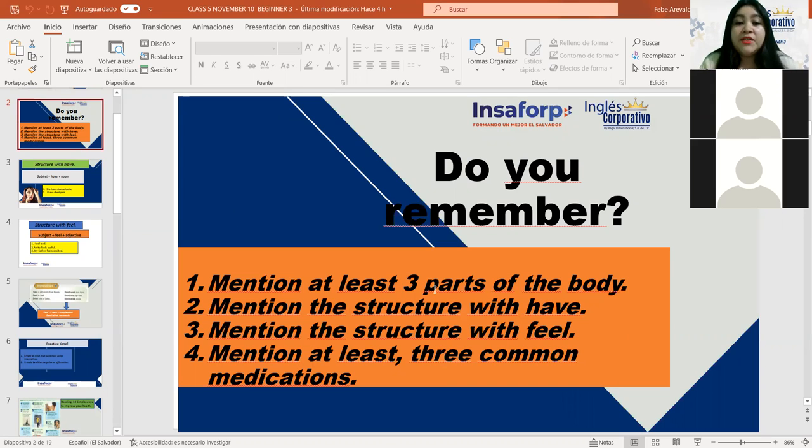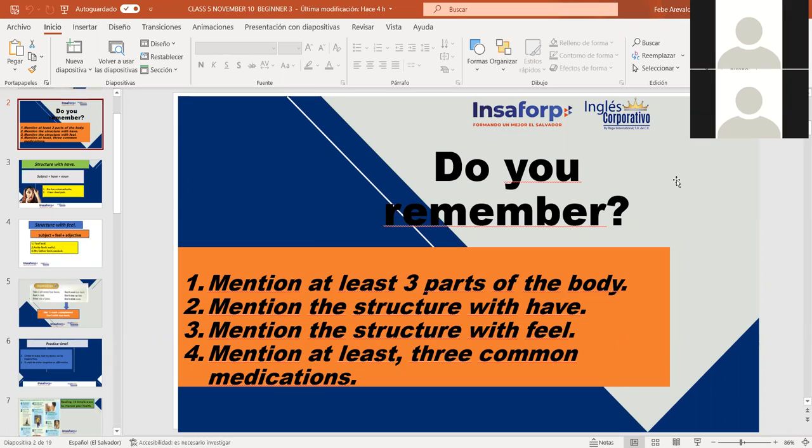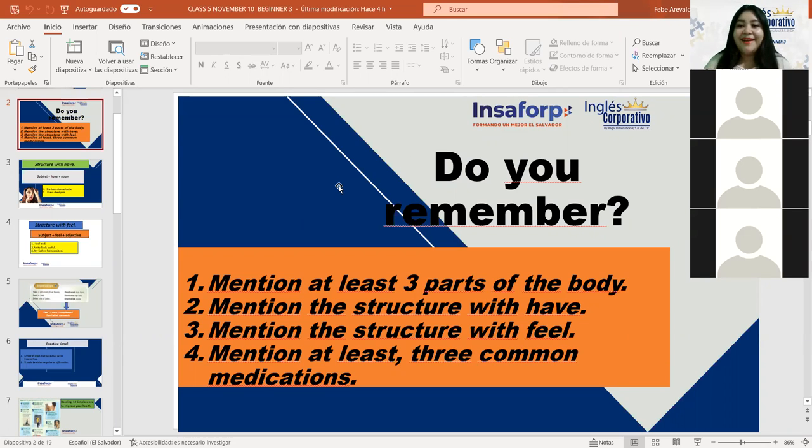Number 1, mention at least 3 parts of the body. Let's see, Maria Sigüenza, 3 parts of the body. Nose, mouth, ears. Excellent, Mary. That's correct. Let's go with Anita. Head, eyes, nose, mouth, finger, foot, ankle, knee. That's correct, Anita. Very good.